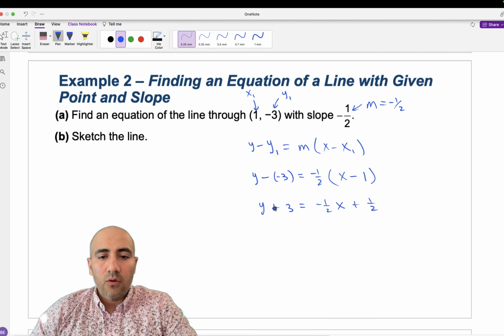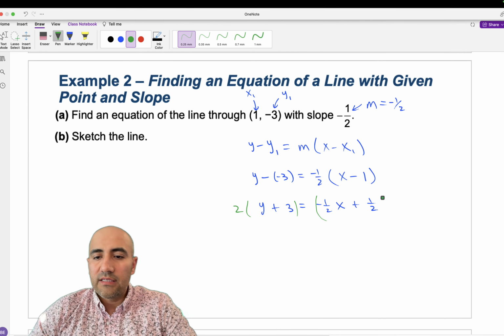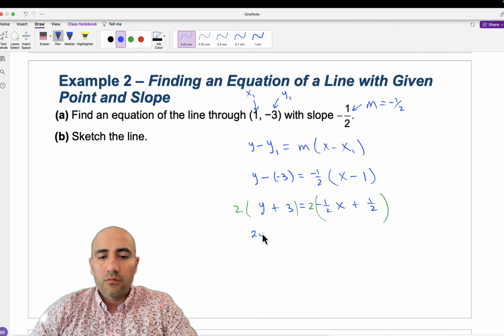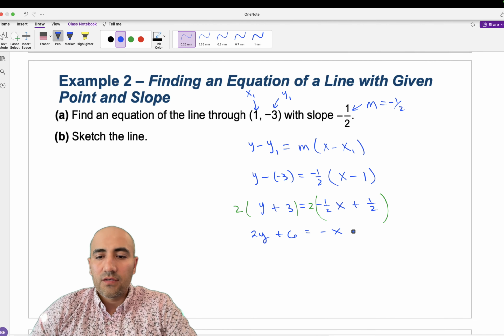And then we can subtract 3 from both sides to solve for y. Or we can multiply everything by 2 to get rid of that fraction. Let's do that. So I'm going to multiply this side by 2, multiply this side by 2, and I end up with 2y plus 6 equals negative x plus 1. Right? As this 2 and these 2 cancel, this 2 and this 2 cancel, so we end up with this.